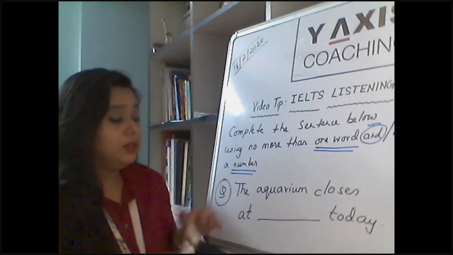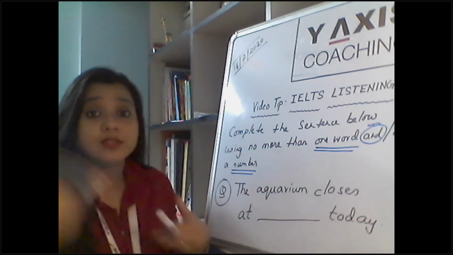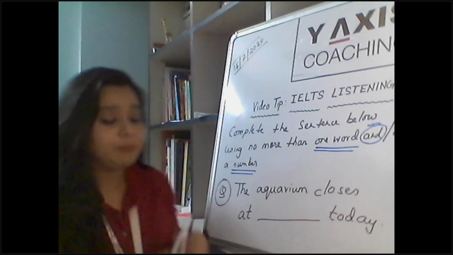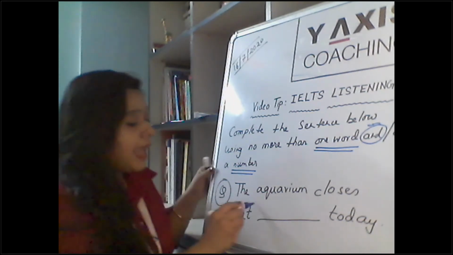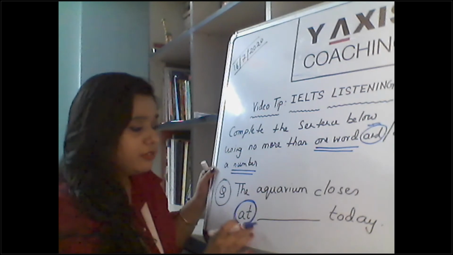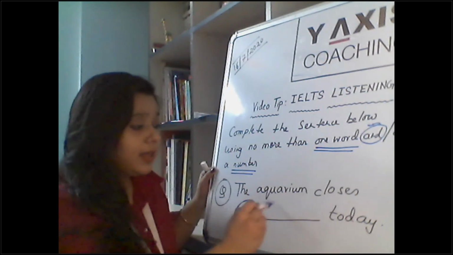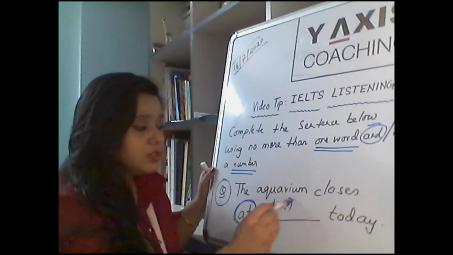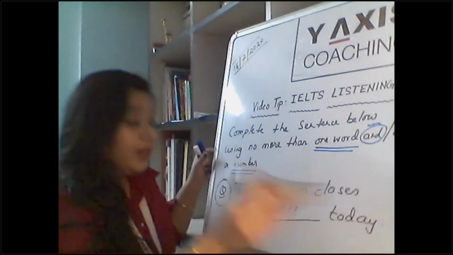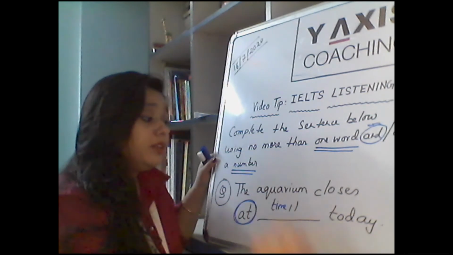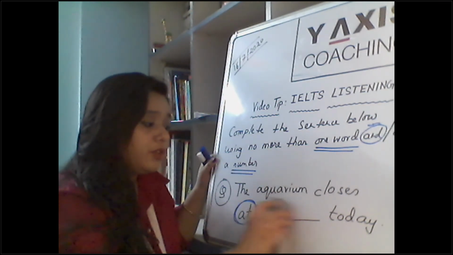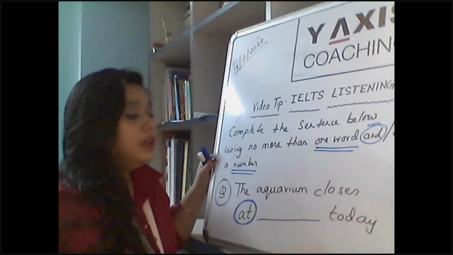That means you know that once they play the track, definitely a time would be mentioned. So you have to look for a time. And the grammar clue at is also there to help you. So it makes it very evident for you that you have to look for a time. So this is known as being able to predict the answer, right? So now you're mentally prepared that when they're going to play the track for you, definitely a time would be mentioned.